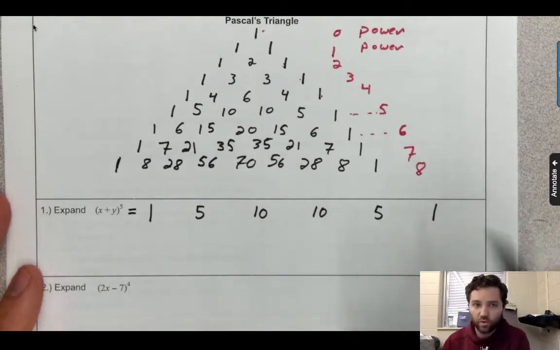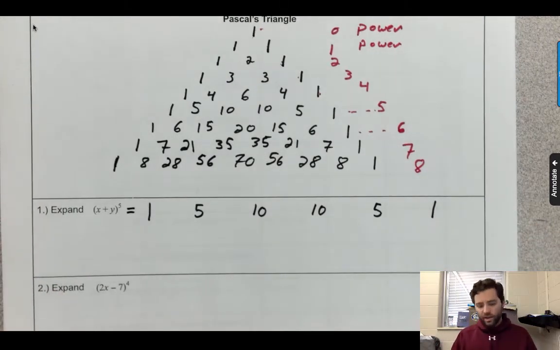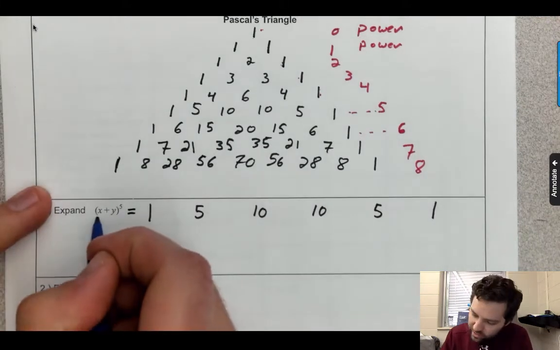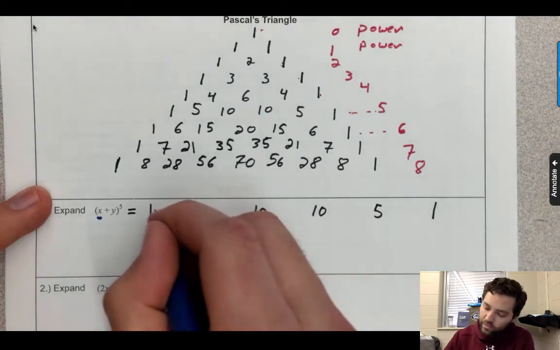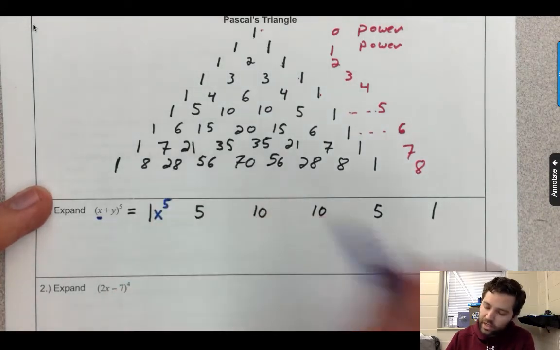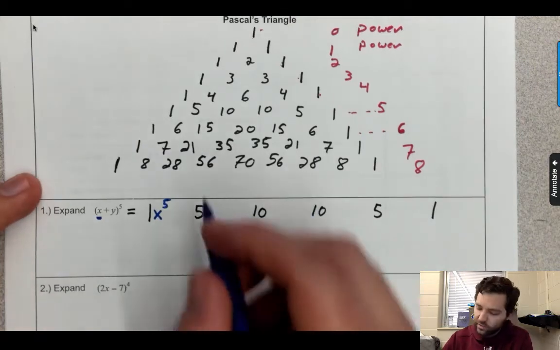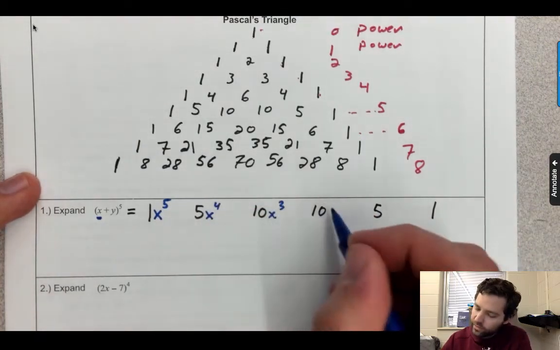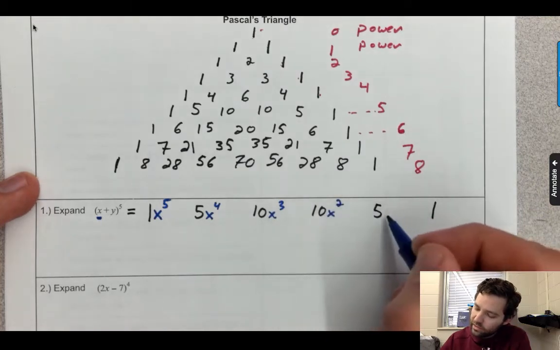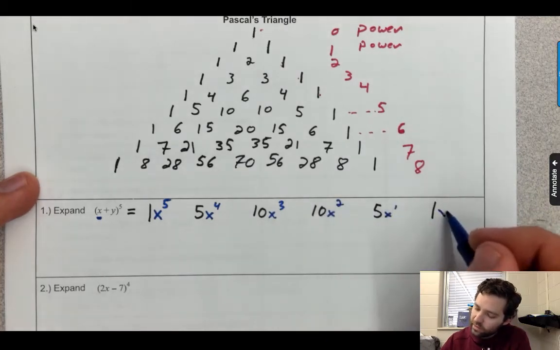I'm going to give myself quite a bit of space. Then I'm going to take whatever the first term is. So the first term here is x. I'm going to write that to the 5th power, and then I'm going to count down going to the right. So I've got x to the 5th, x to the 4th, x to the 3rd, x to the 2, x to the 1, and x to the 0.